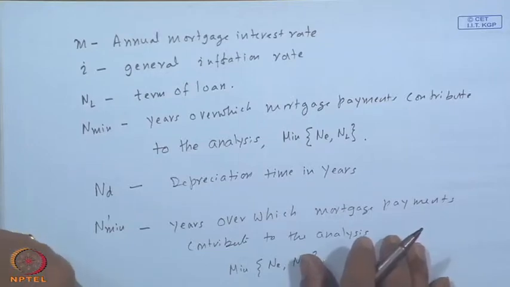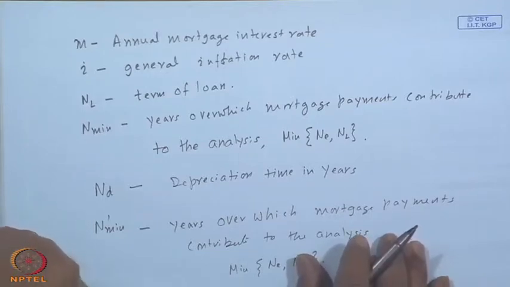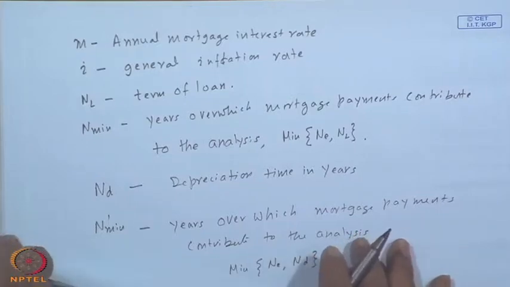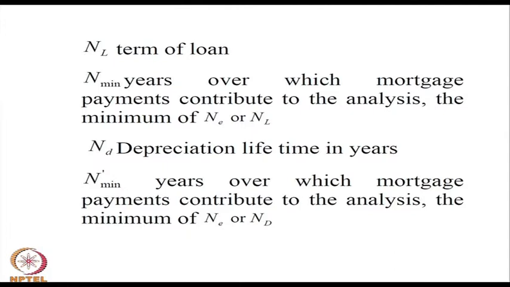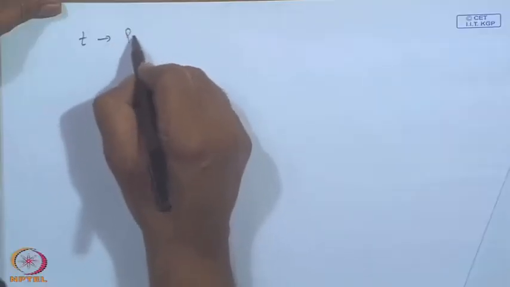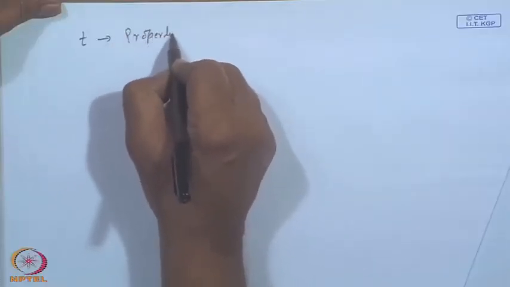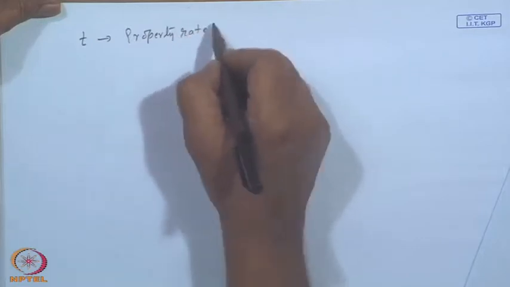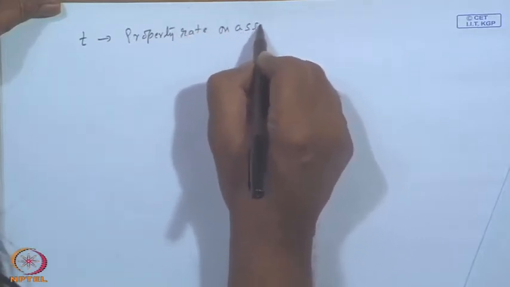In one expression, we use the minimum of NE or NL, and in the other expression, the minimum of NE or ND. Okay? Either depreciation or the economic term, depreciation or the term of loan. They all in principle can be different. So if NE turns out to be the minimum, N minimum will be equal to N minimum dashed. T is the property rate on assessed value.